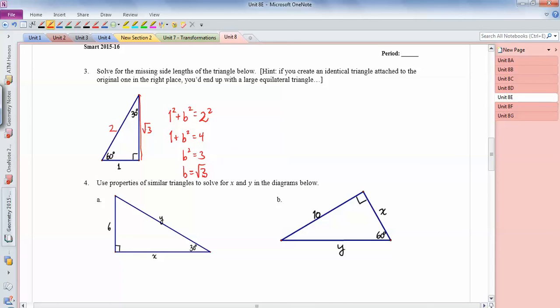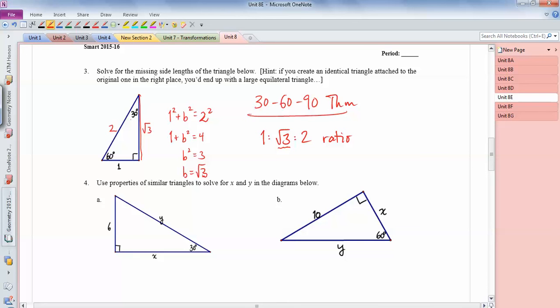Okay, so this is the 30, 60, 90 theorem. The 30, 60, 90 theorem says if you have a triangle with angles of 30, 60, and 90 degrees, then the sides are in a 1 to root 3 to 2 ratio. Now, root 3 is shorter than 2. It's about 1.7.